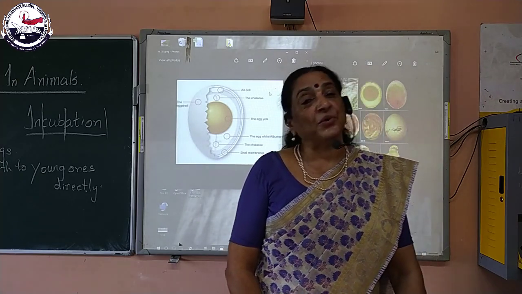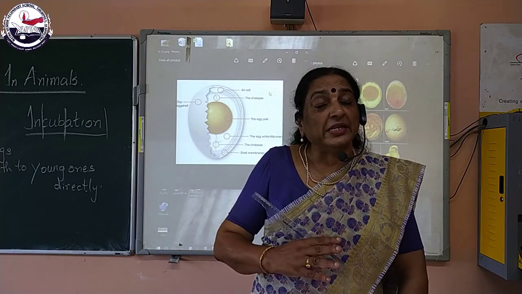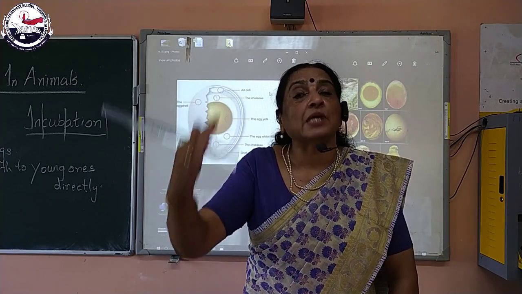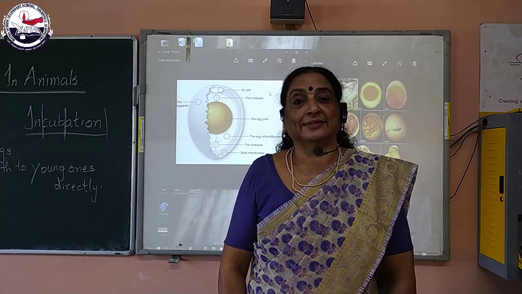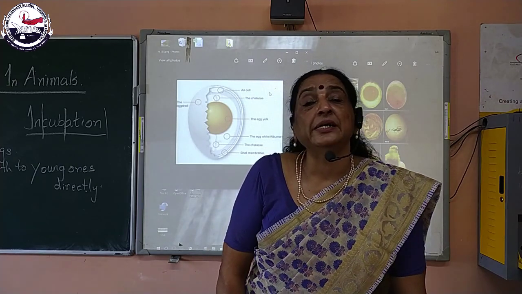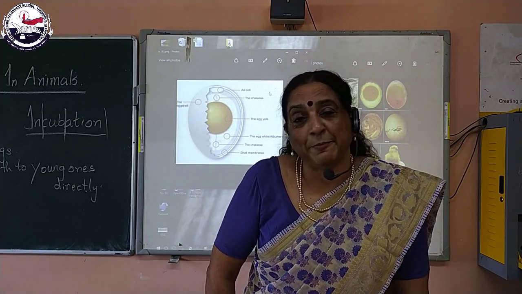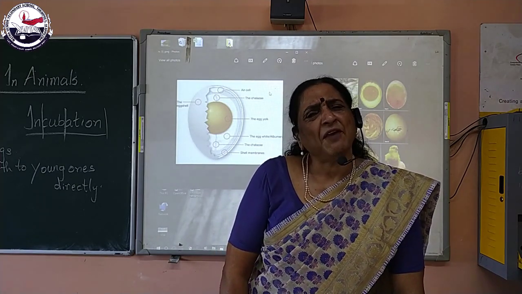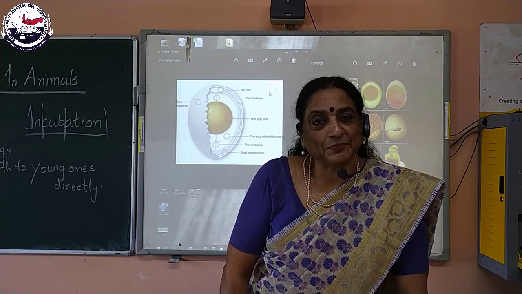Now, see, after 21 days, the eggshell breaks and the adult chick comes out. Adult bird comes out. And there are some specialities for the newborn babies. They are too weak. They don't have any feathers and their eyes are closed.